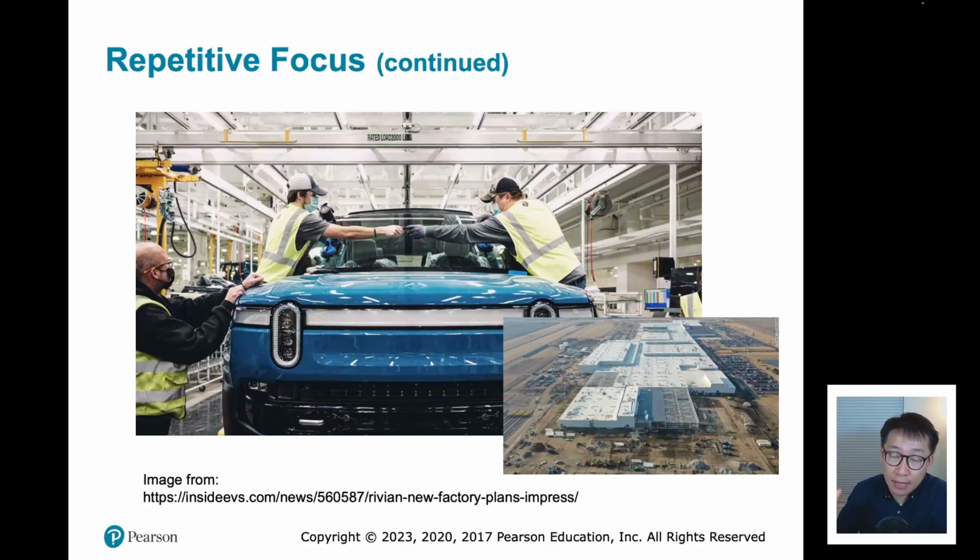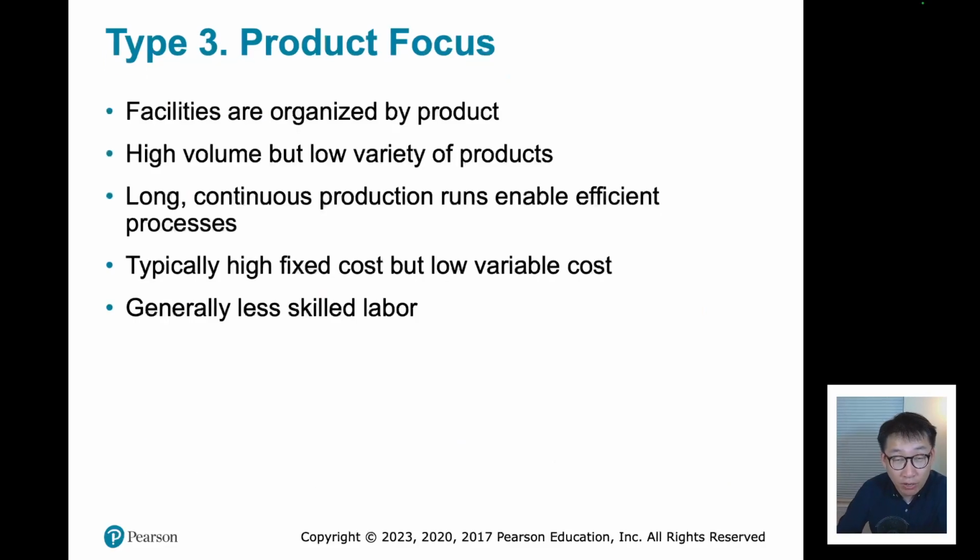So three things: modest volume, somewhat modest variety expectations, and a less flexible process when compared to the process focus strategies. The third one is the product focus. This is a case where your volume is huge and your variety needs are minimal. You don't expect a lot of variations in this case. Also, the process is therefore even less flexible when compared to the repetitive focus.